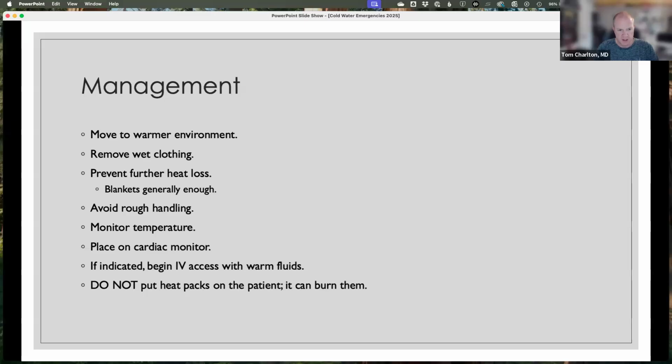Please get them on a cardiac monitor. Again, this is going to allow us to see how irritable their heart is, see if we see any of those Osborne or J waves, and allow us to intervene if they do go into VFib.